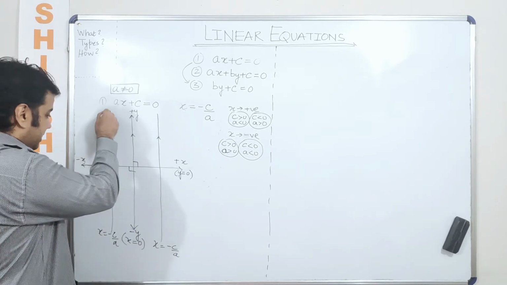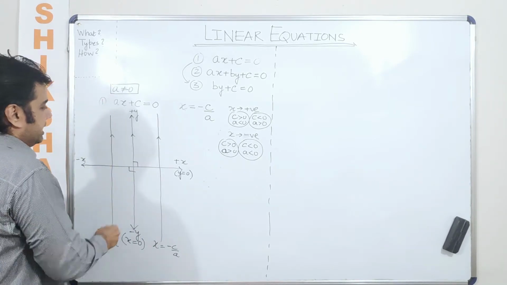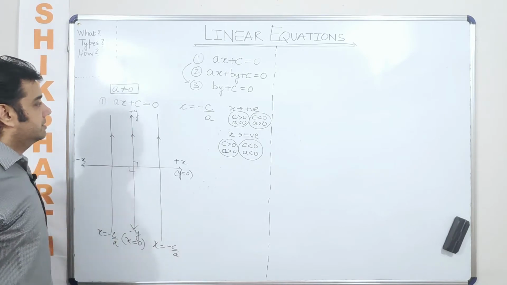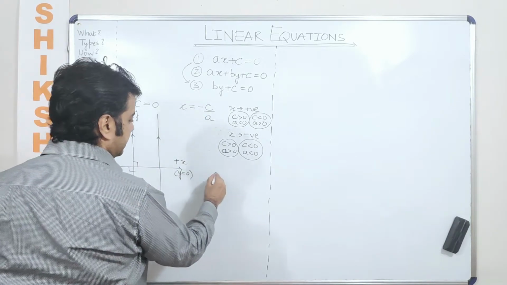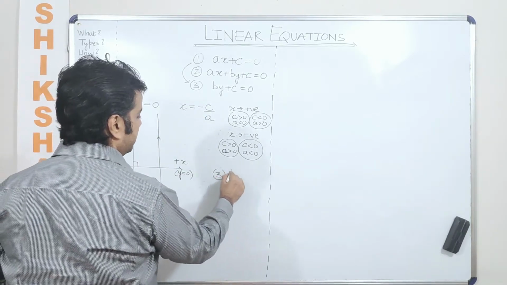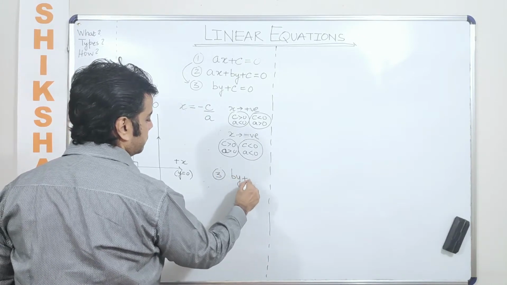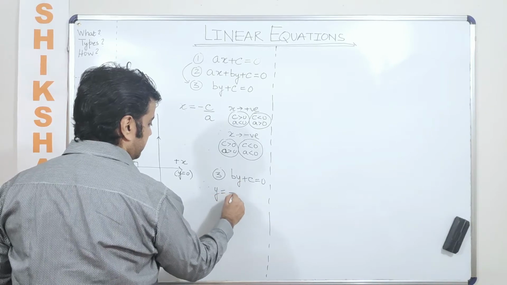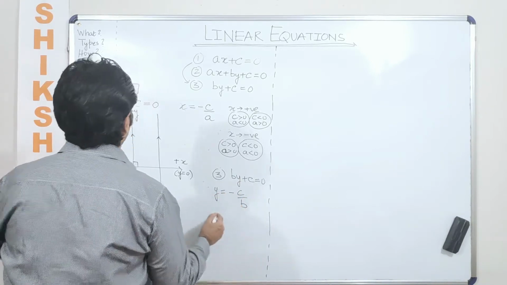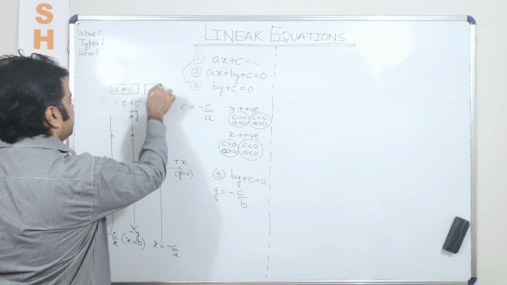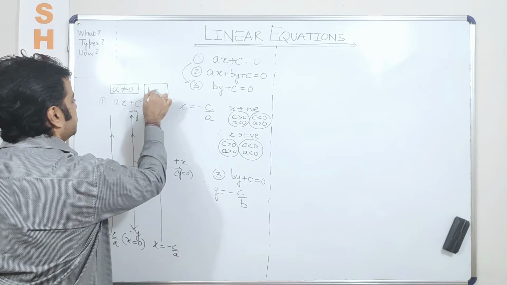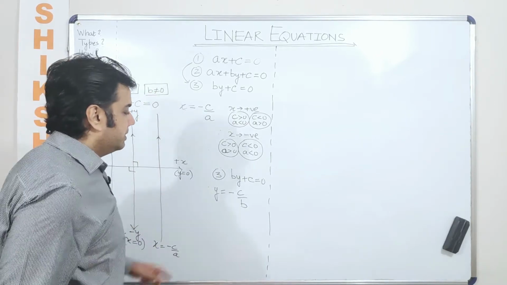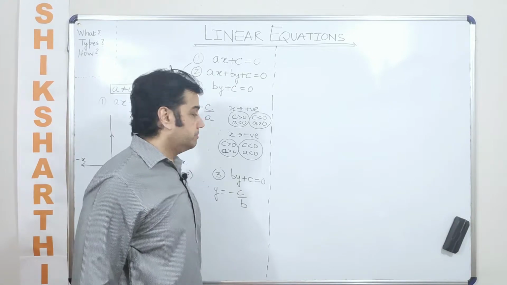And please keep in mind that the line that you are drawing should be a straight line which is parallel to the y-axis. Okay, talking about the third case, which is by plus c is equal to 0. Now in this case you get y is equal to minus c by b, and at the same time you will have to say that b also needs to be a non-zero term, otherwise it will no longer be a linear equation.